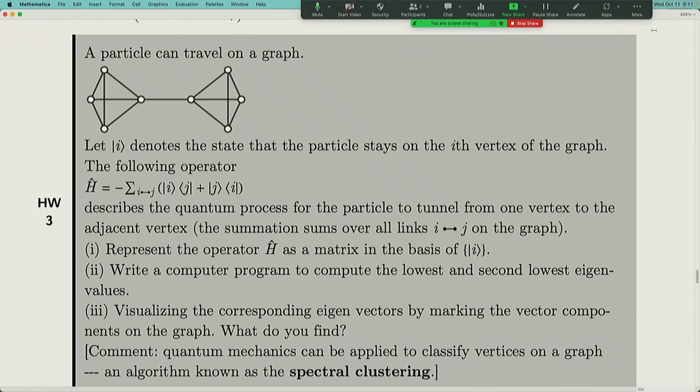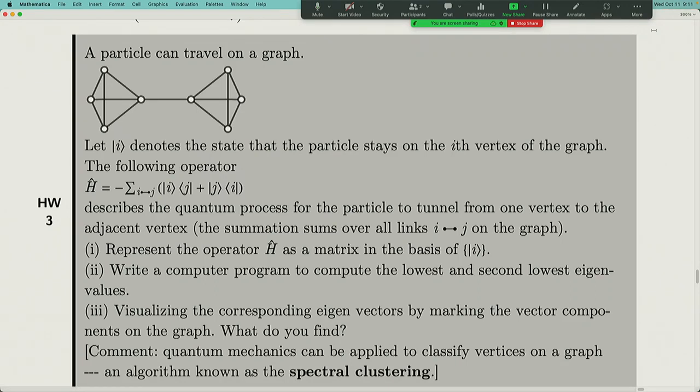This denotes the state where the particle stays on the ith vertex of the graph. The graph contains the vertices, which are these points, and the edges, which are the connections or links between the points. This Hamiltonian, which we denote as H, you don't need to understand its meaning. It's just another Hermitian operator.